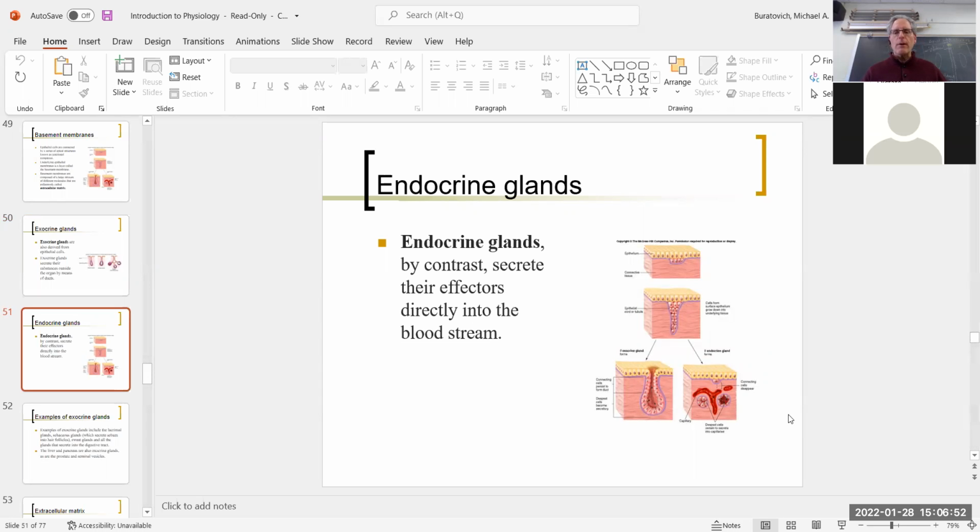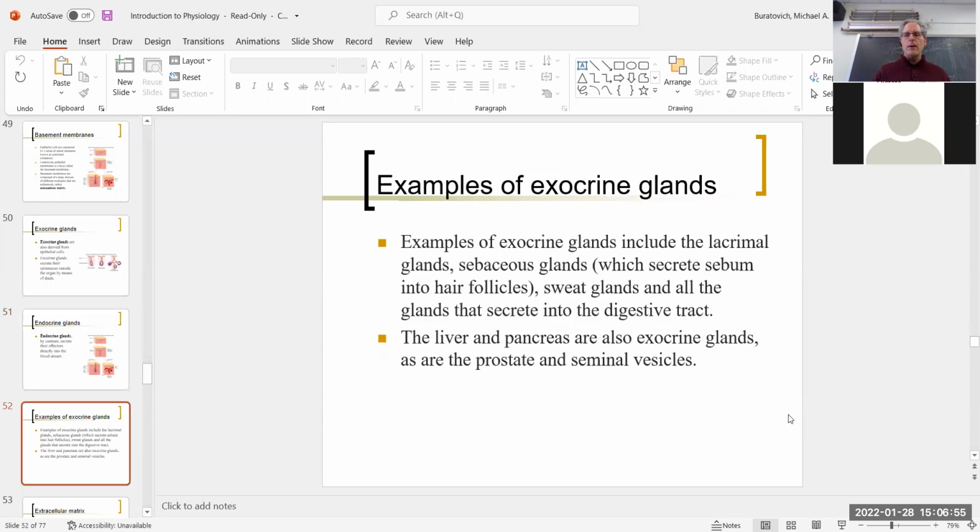All right, so endocrine glands secrete their stuff straight into the bloodstream. And so there are examples of various glands and things like that. Ooh, that's a mistake. That should say, no, that's right, exocrine. Yeah, no, I'm right. I'm sorry, I'm all goofed up here. Lacrimal glands, your tear glands, those are nice examples of exocrine glands.